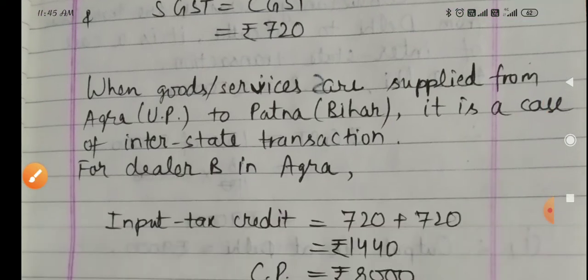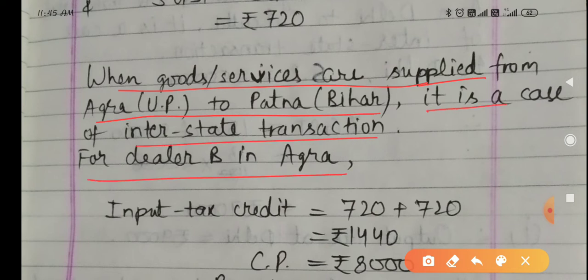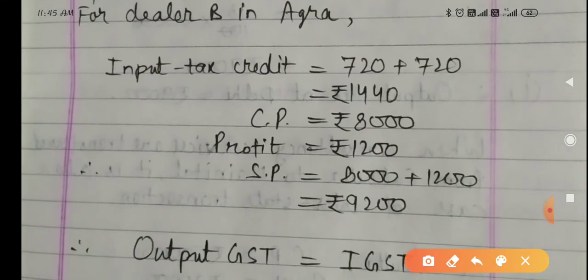Second case, when goods and services are supplied from Agra to Patna, Bihar, it is an interstate transaction. So for dealer B in Agra, input tax credit. How much tax? Because the Agra dealer is purchasing goods from the Banaras dealer, the tax applied by the Banaras dealer will be the input tax for the Agra dealer. So input tax credit 720 plus 720, 1440.